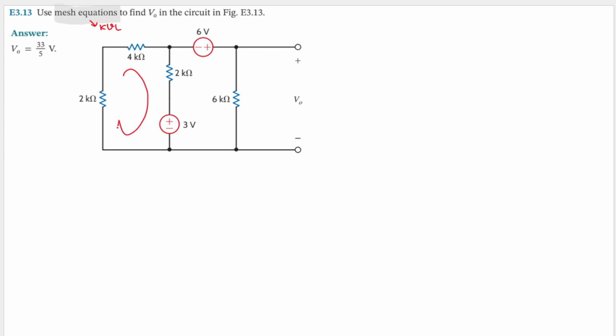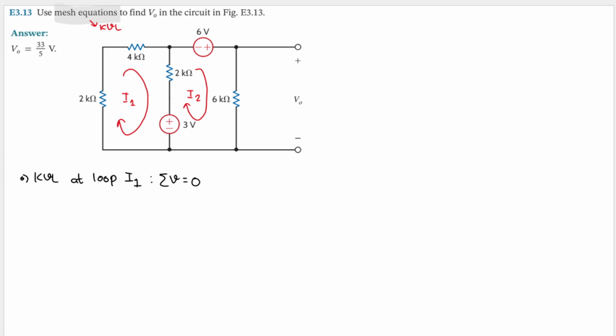So let's name this loop here as loop I1, and then another loop here is I2, right? Okay, we need to do KVL at loop I1 and another KVL at loop I2. So let's just do KVL at loop I1. KVL says that the sum of the voltage in a loop will equal 0. Good. Now, let's start from this 2 kilo ohm resistor.